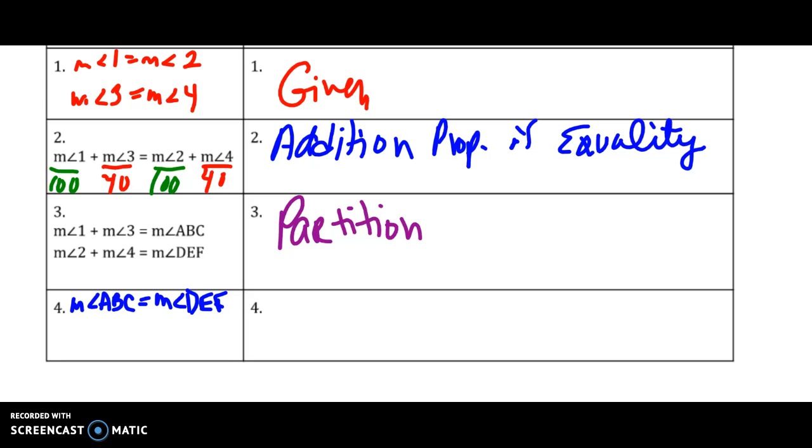If you're going to use segment addition or angle addition, you have to specify whether you are adding parts of an angle together or whether you are adding parts of a segment together. So easier to just remember one thing, partition.